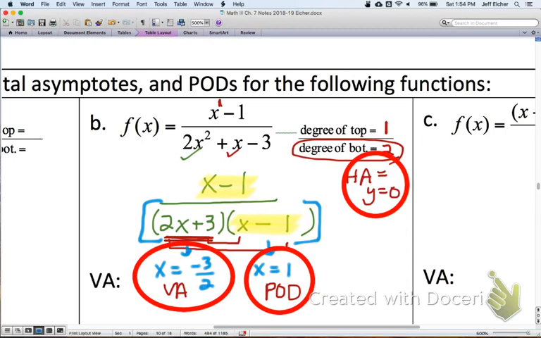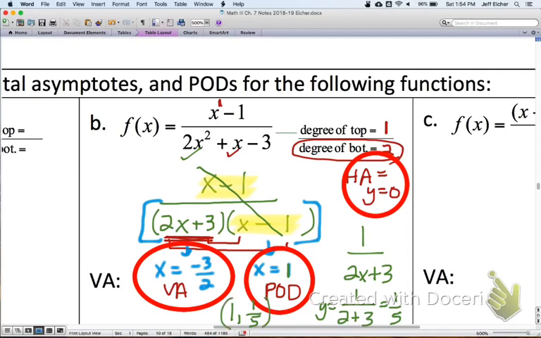Before we move on, I'd like to talk about how to find the coordinates of the point of discontinuity. We found the x-coordinate. How do we find the y-coordinate? Well, you take the simplified version, 1 over 2x plus 3, and you plug that 1 into the x, so that would be 1 over 2 times 1 plus 3. So the y-coordinate for the point of discontinuity is 1/5. So really our coordinates for the point of discontinuity would be (1, 1/5). That'll be helpful later when we're graphing them.